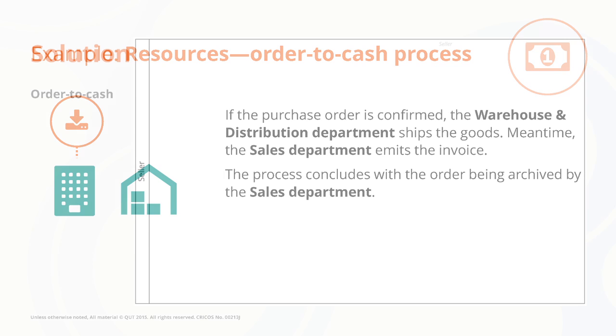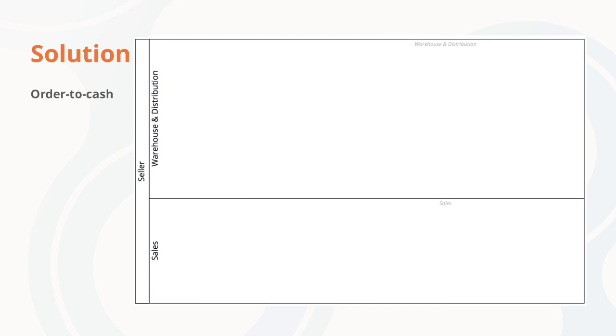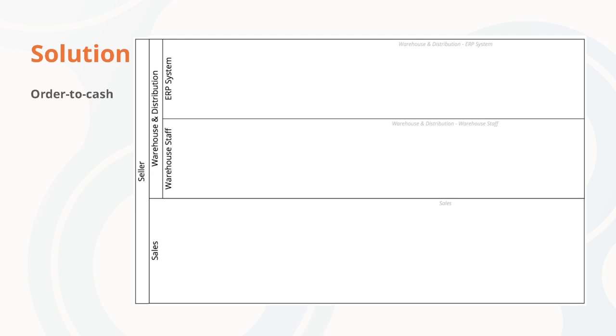Now we can see that we need one overarching pool that we label seller. And then we divide this pool into two lanes, one to capture the sales department, the other to capture the warehouse and distribution department. And then we saw in our scenario that the warehouse and distribution department can be subdivided again into an ERP system and the warehouse staff that is going to perform the other activities as part of this department.